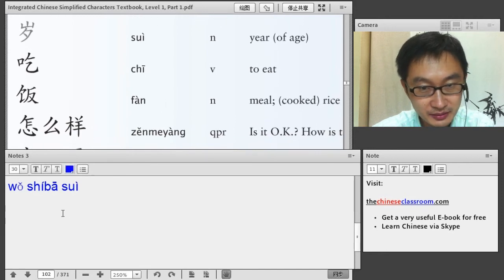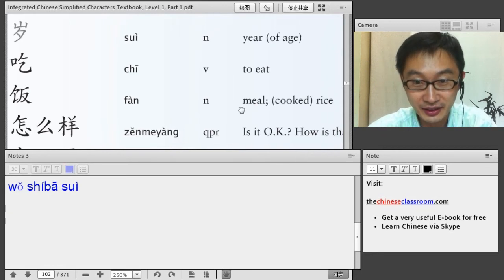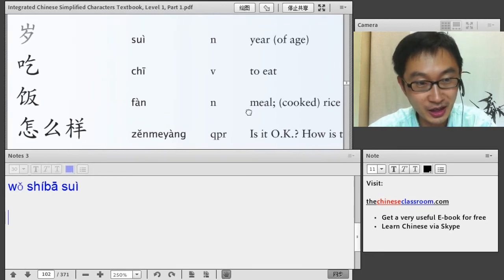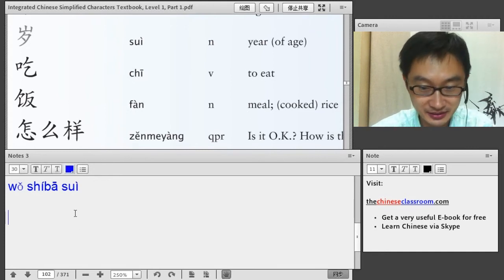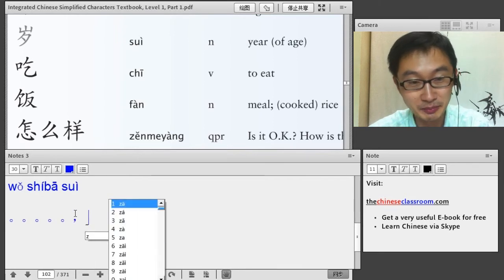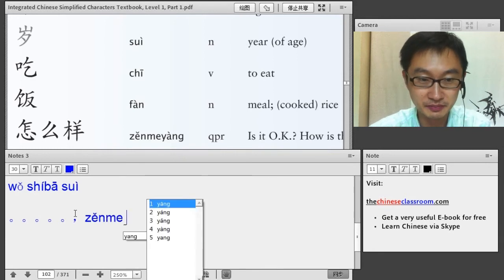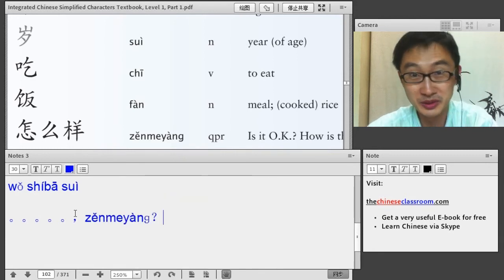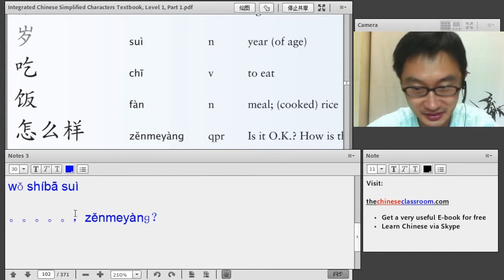怎么样? It said, is it okay? Or how is that? How about this? Normally we put 怎么样 at the end of the sentence. You will say the sentence, then you say 怎么样 to ask other people's opinion. 怎么样 is what do you think about it? You will say your idea first, then you put 怎么样 at the end.